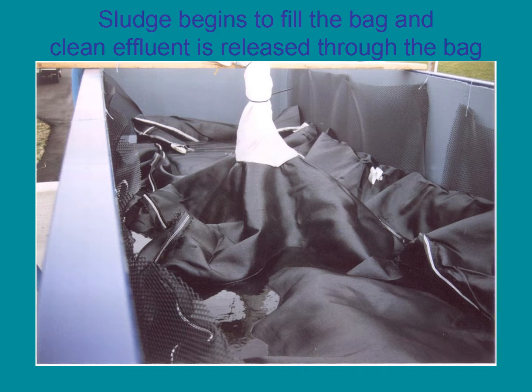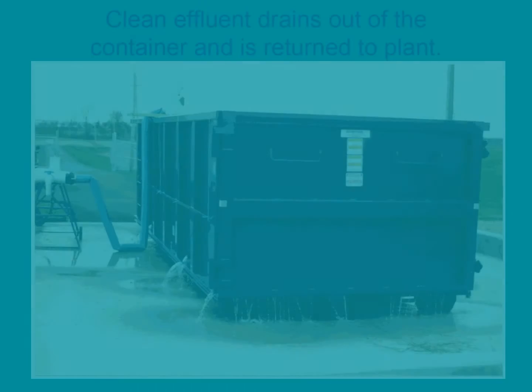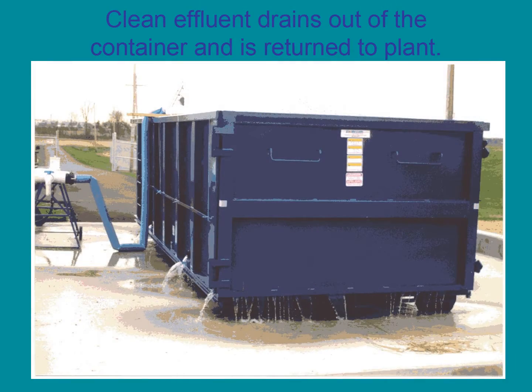As sludge is pumped through the flocculator, it is mixed with polymer solution. The solids separate from the water, and the clear water flows out of the pores of the filter bag. Clean effluent flows quickly out of the roll-off and is collected by the drainage system.